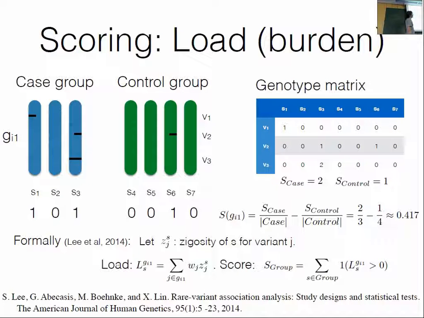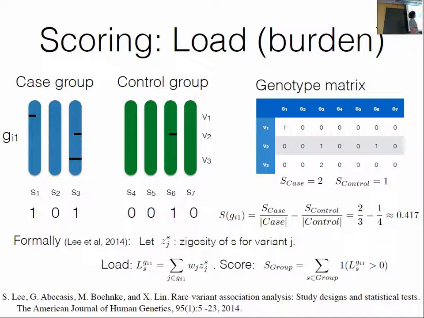This sum will be 1 because there is only 1 variant on 1 chromosome of the pair. If I go here, I would have a score of 3, but the standard approach is to set a score of 1 if there is at least 1 variant present in the gene. So here, because I have 2 variants, I still have a score of 1. And then in the control group, only sample S6 has a score of 1 for that gene.